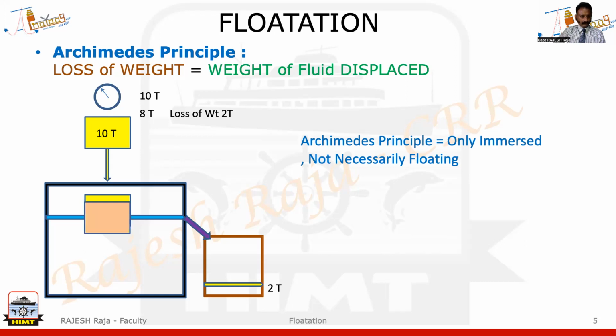Now I'm going to lower it more. Stage 2. Again, more overflow. Again, the spring balance is showing me some different weight, which is 6 tons. And it's very evident that the loss of weight is 4 tons. That means this overflow tank is also going to show me 4 tons now. Similarly, let us see one more stage. Again, some overflow. Again, the spring balance is showing me lesser weight. So it is showing me 4 tons. So the loss of weight is 6 tons. So my overflow tank is showing me 6 tons.